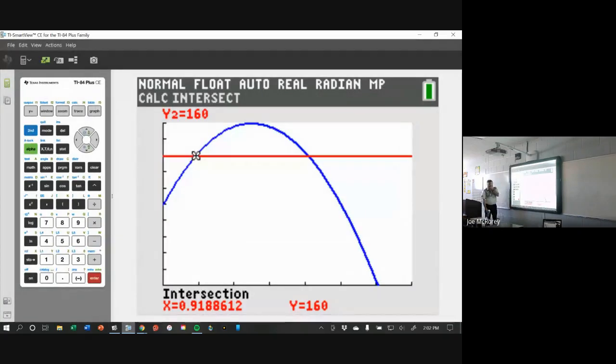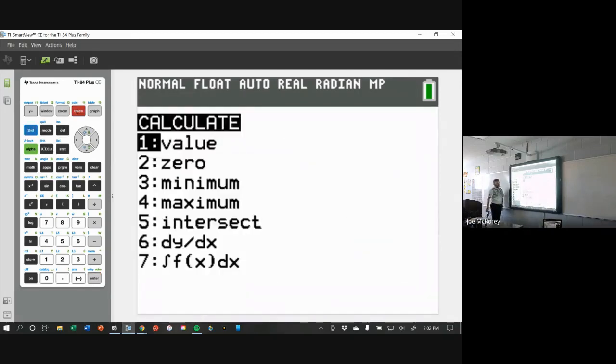Can we use the calculator to find it? It hits the ground right there. Okay, is that an intersection? No. What's this called? Another name for X intercept. Root. Another name for root: zero. Zero. Okay.